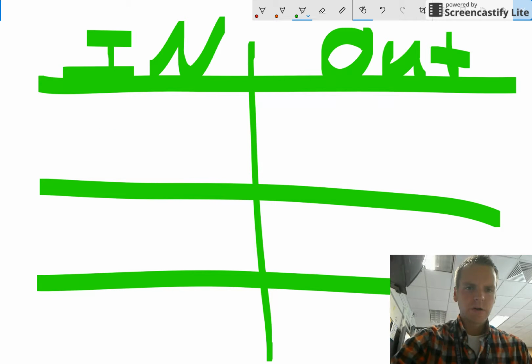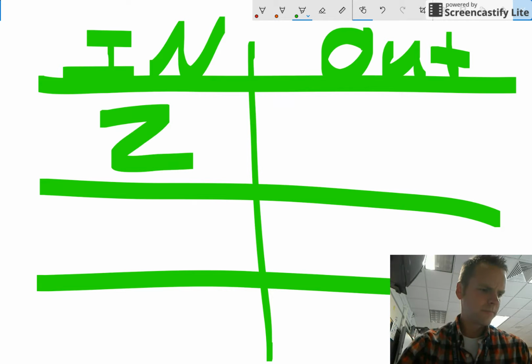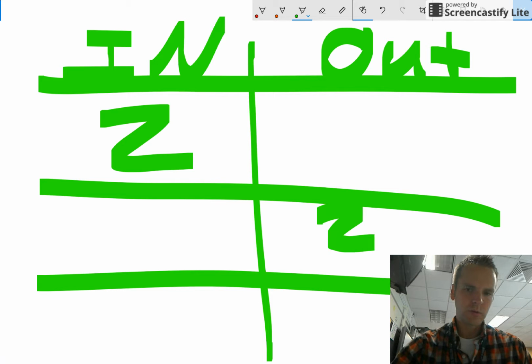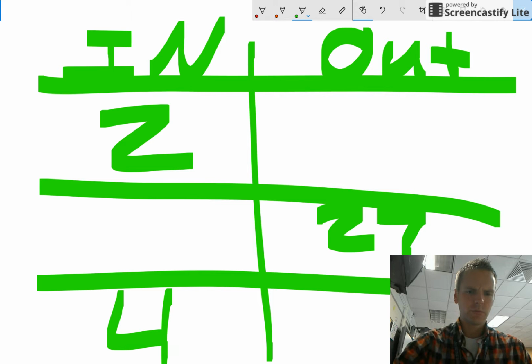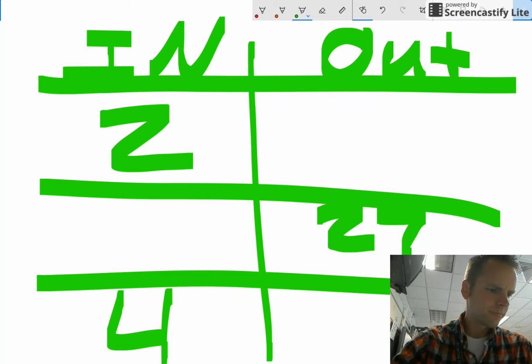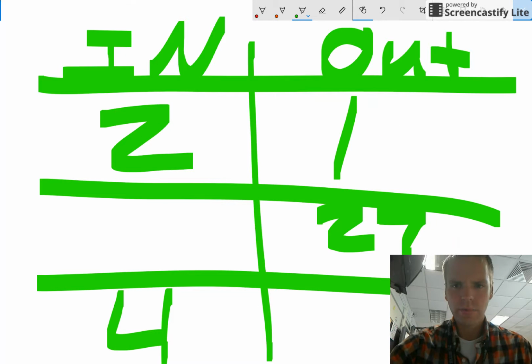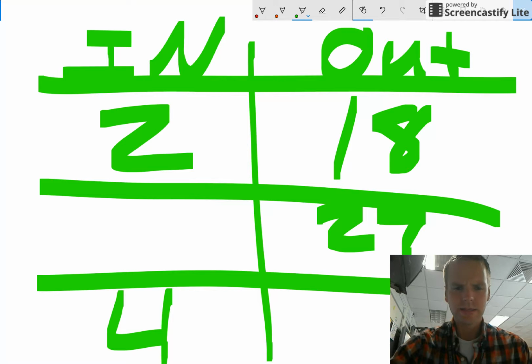And in this row, I'm going to write the number 2. And then in this out, I'm going to write the number 27. And in this in, I'm going to write the number 3. And then for this out, I'm also going to write the number 18.